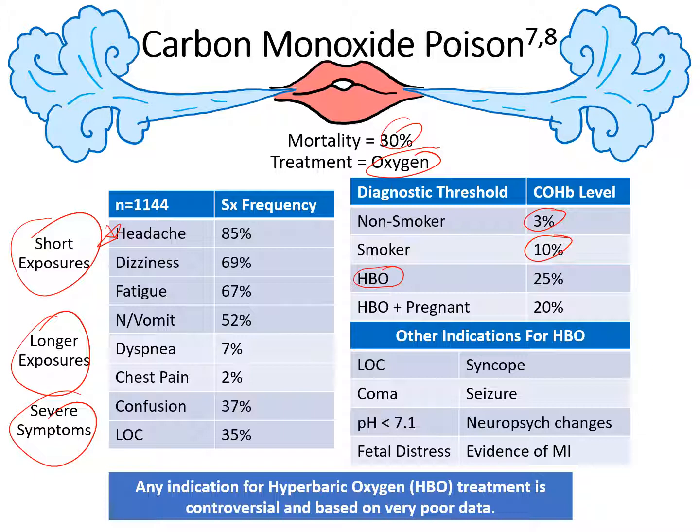Other indications for hyperbaric oxygen are signs of organ damage such as loss of consciousness, syncope, seizure, coma, pH less than 7.1, fetal distress, MI, or neuropsych symptoms such as mood changes.